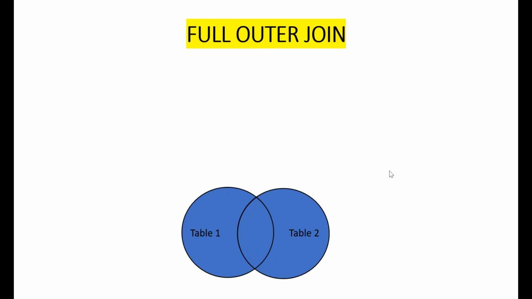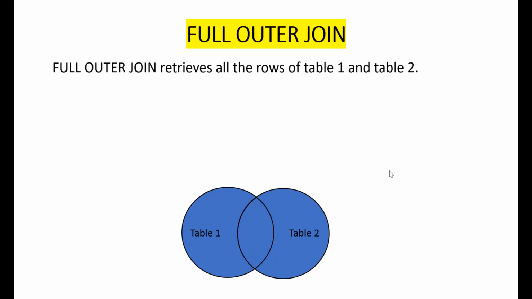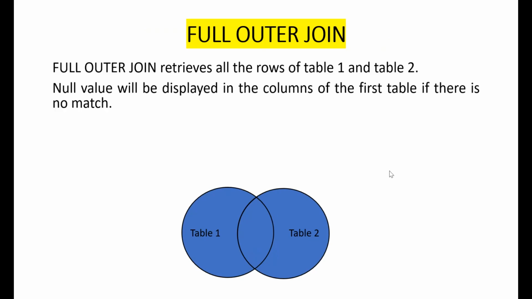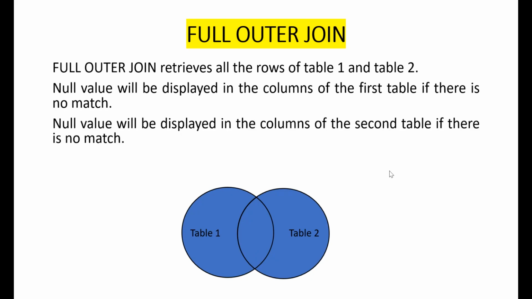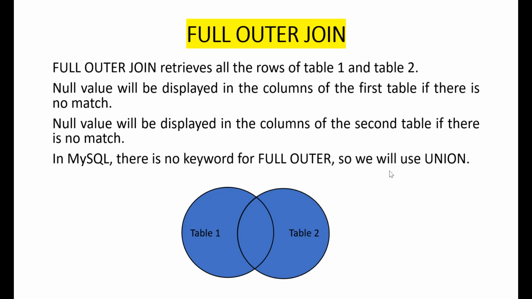For the full outer join, it retrieves all the rows from table 1 and table 2. So null values will be displayed in the columns of the first table if there is no match, and same thing, null values will be displayed in the columns of the second table if there is no match. In MySQL, there is no keyword for full outer join, so we will use union.